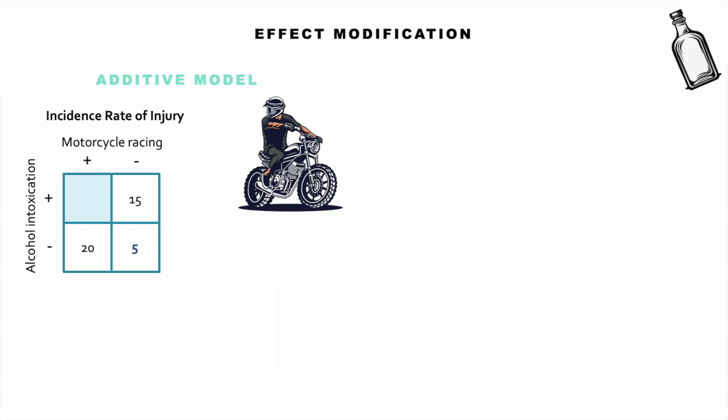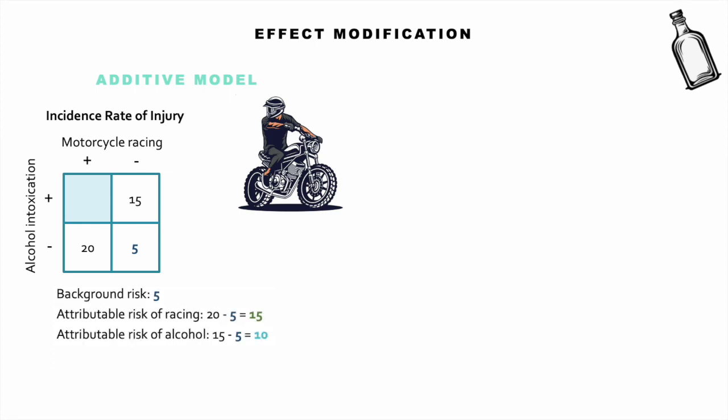Let's say we want to figure out if the increased risk is occurring on the additive scale or the multiplicative scale. Our background risk of injury that we all have is 5, and the incidence rate of injury for people racing motorcycles is 20, so we subtract the background risk of 5 from 20 to get 15, which is the attributable risk of motorcycle racing.